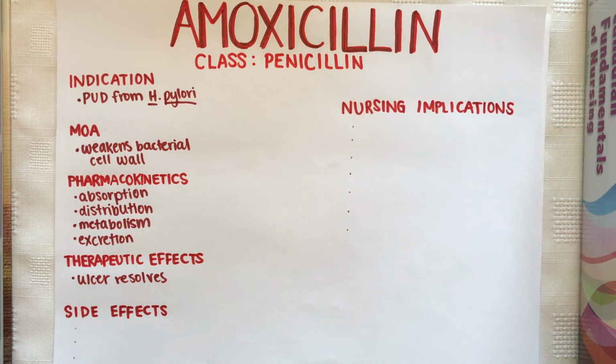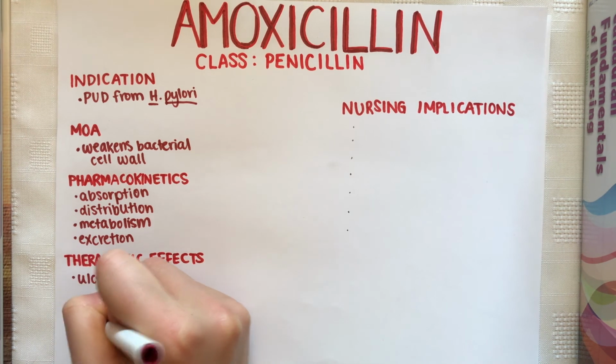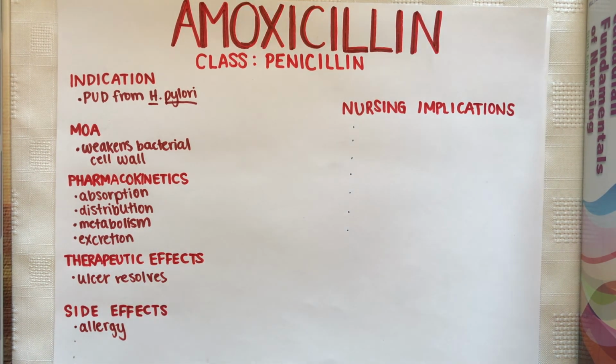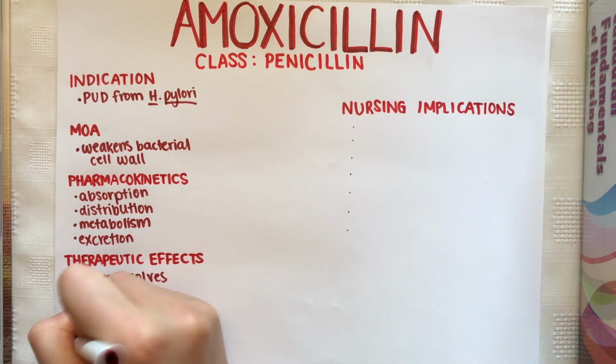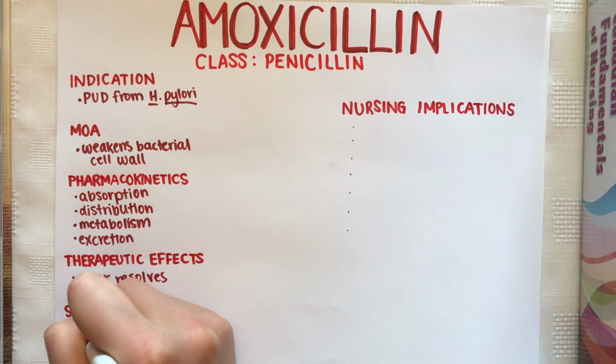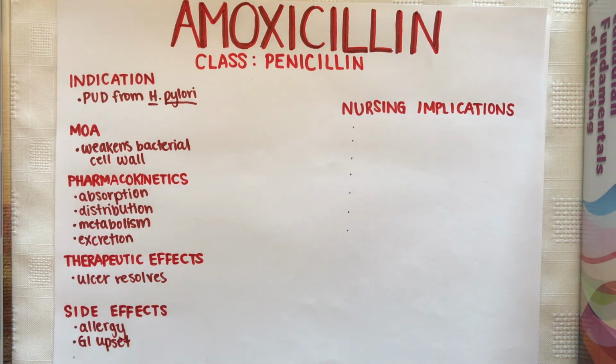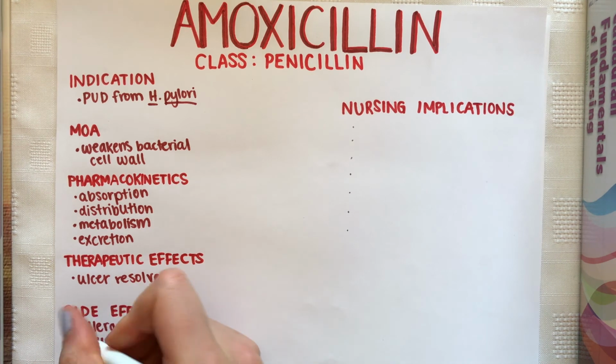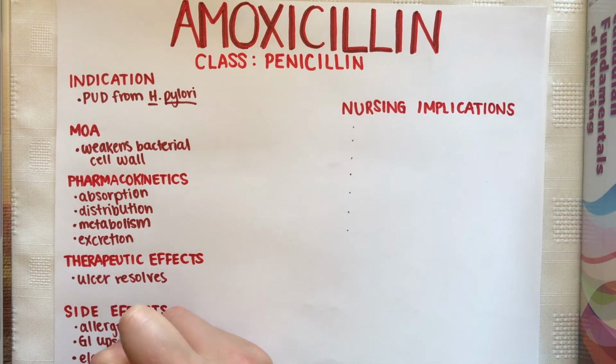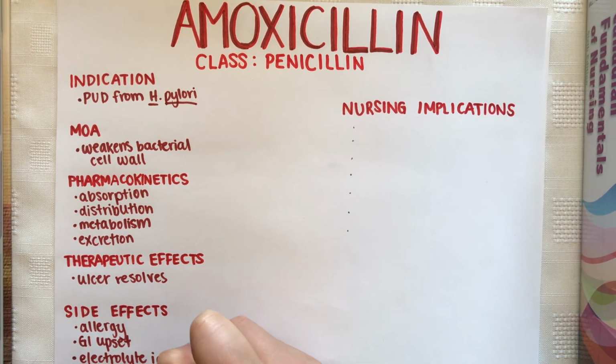Side effects. An allergy, observed for fever, urticaria, pruritus, and of course anaphylaxis. GI upset, diarrhea, abdominal cramping, nausea, and vomiting could be present. Antibiotics could cause a superinfection from disruption of the GI flora. And electrolyte imbalance. Monitor for hyperkalemia and hypernatremia before and during the therapy.